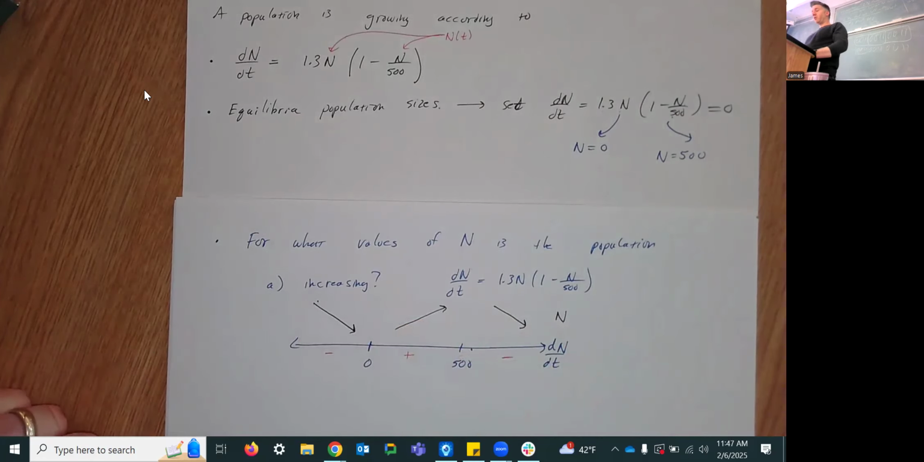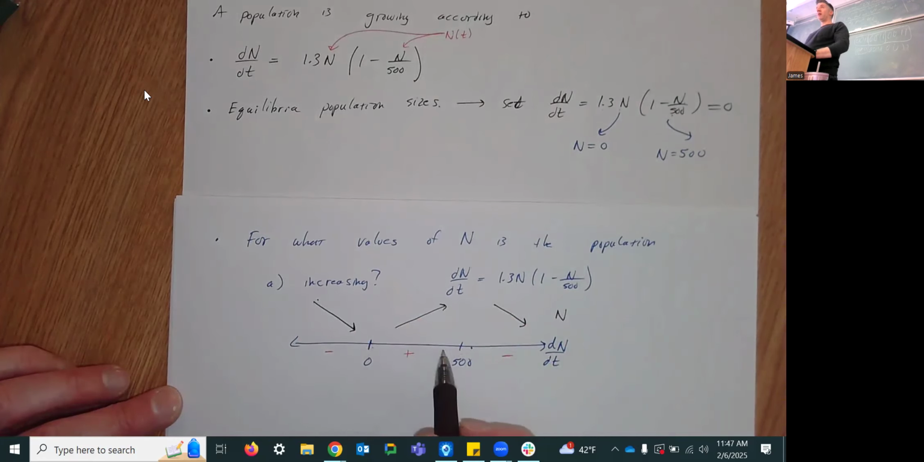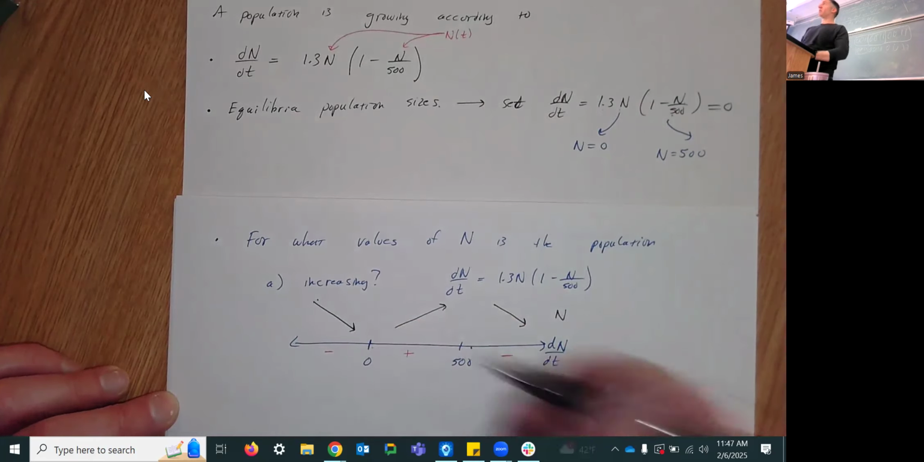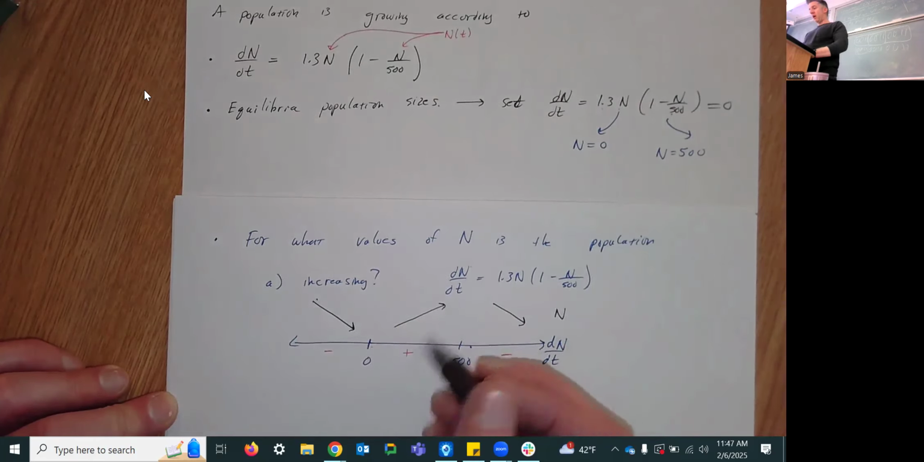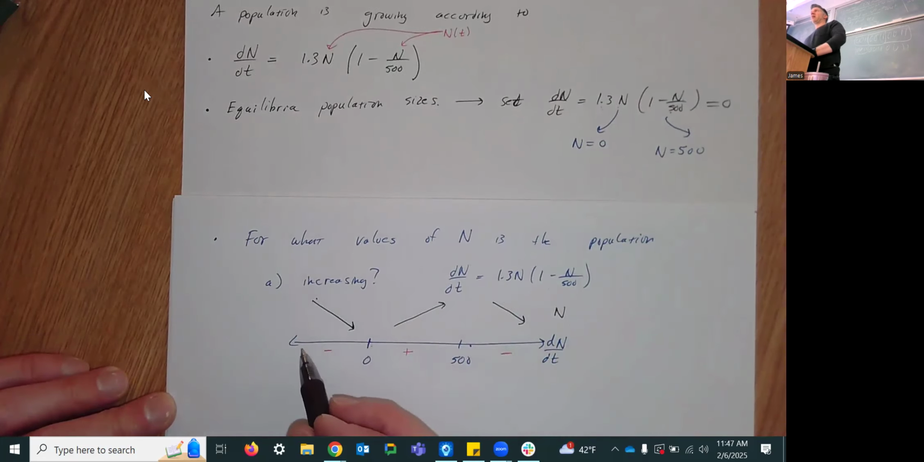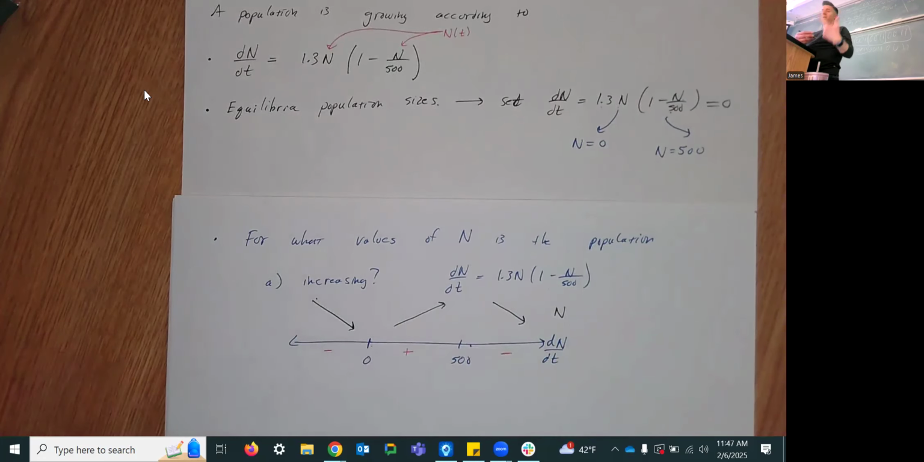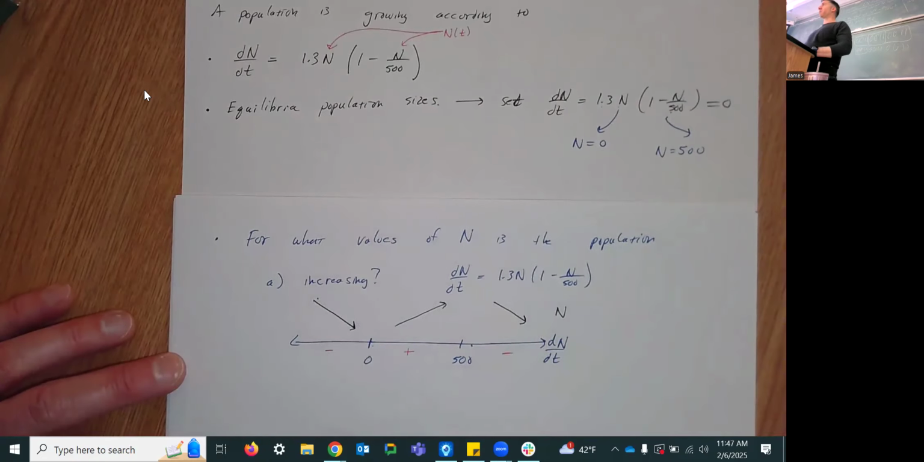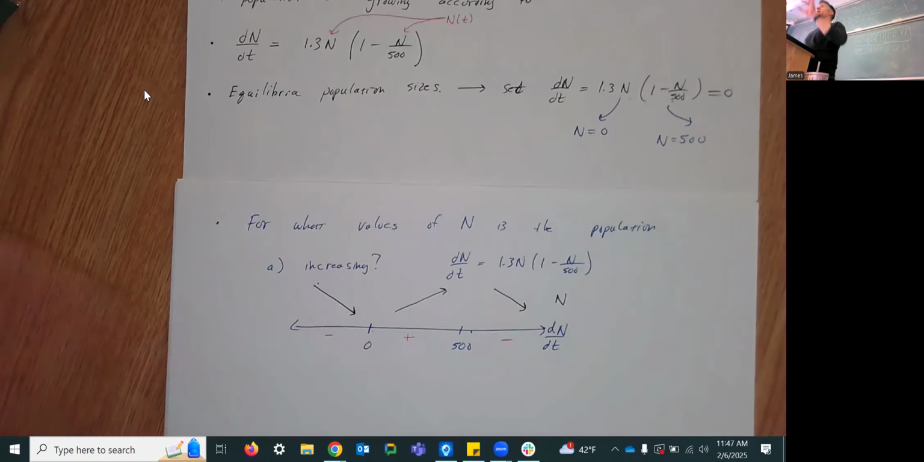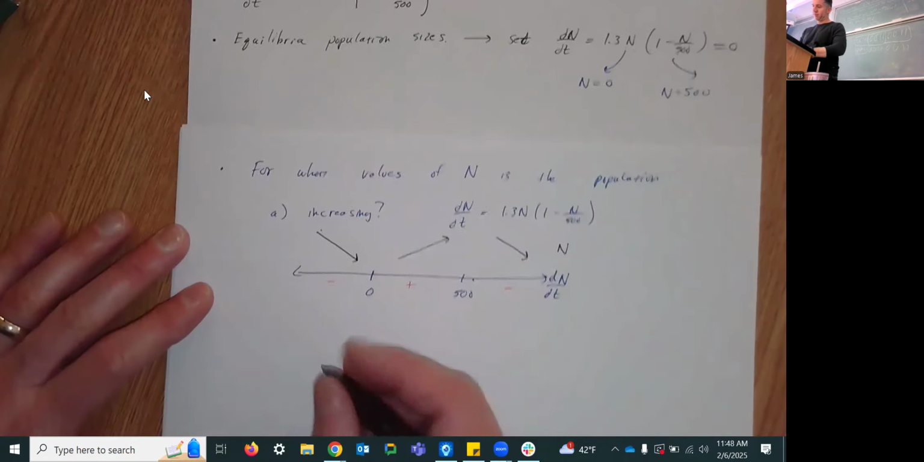So if your population starts off between 0 and 500, it's going to increase towards 500. If your population starts off bigger than 500, it's going to decrease back towards 500. And if your population started off negative, it would decrease and get more negative. I don't love the way this picture looks, to be honest, because it's not very informative. Here's a better way of drawing this picture.